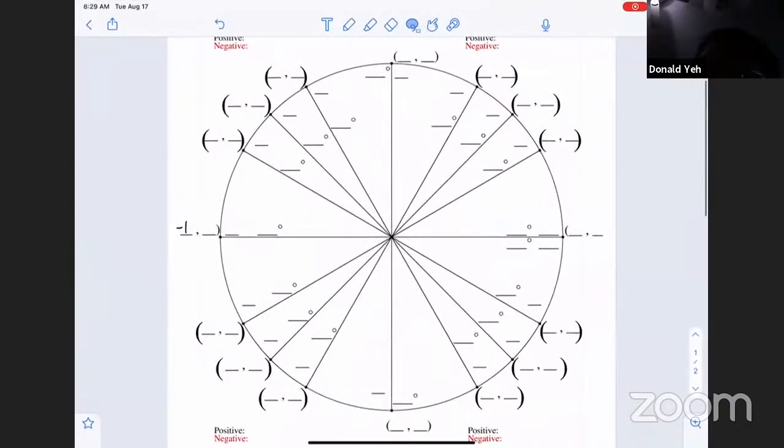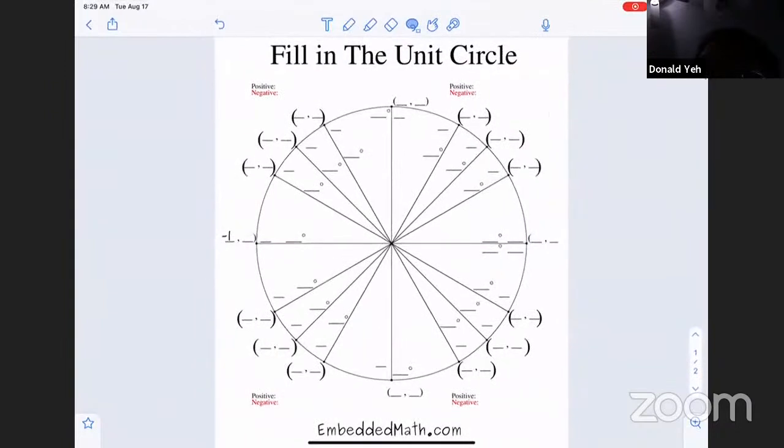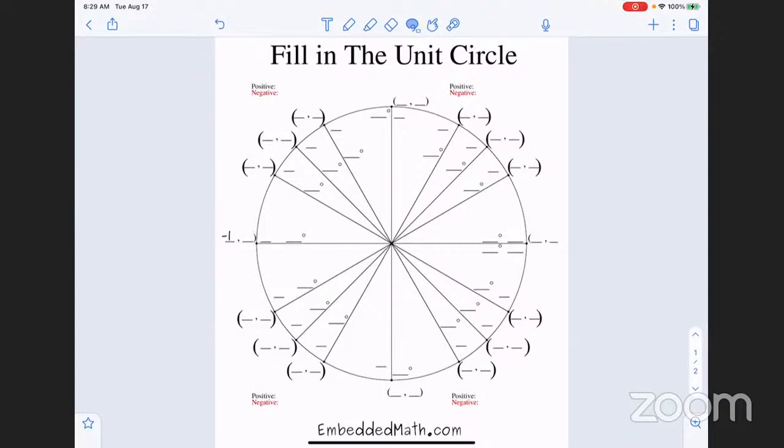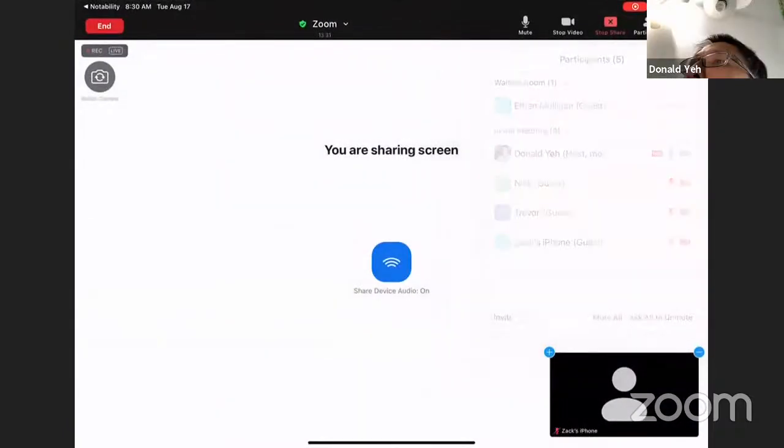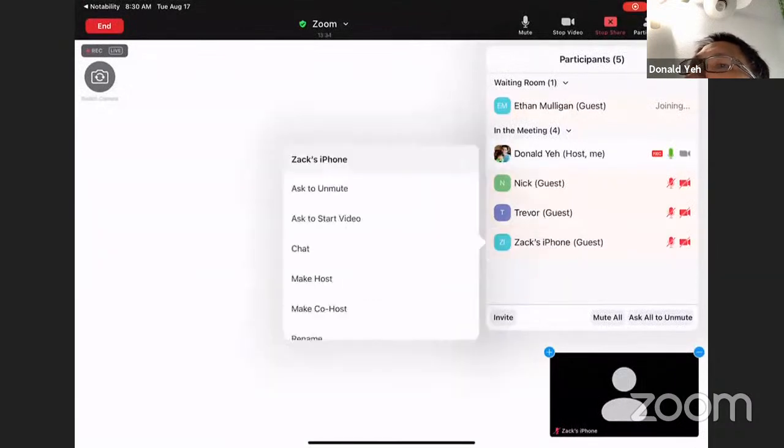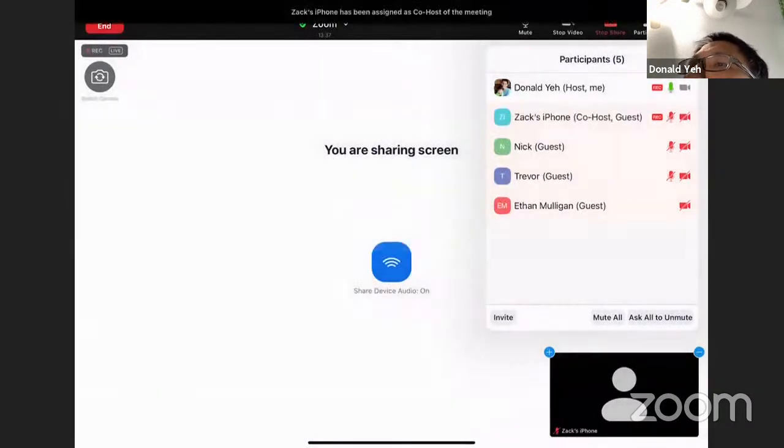Okay, so the unit circle here, you see it here. If you're on Zoom, you can see it right away. If you're on live stream, it's going to be delayed a little bit. But I don't know how you can get over the school Wi-Fi for Zoom. I'll let Zack take over the co-host, and then you can let students in.